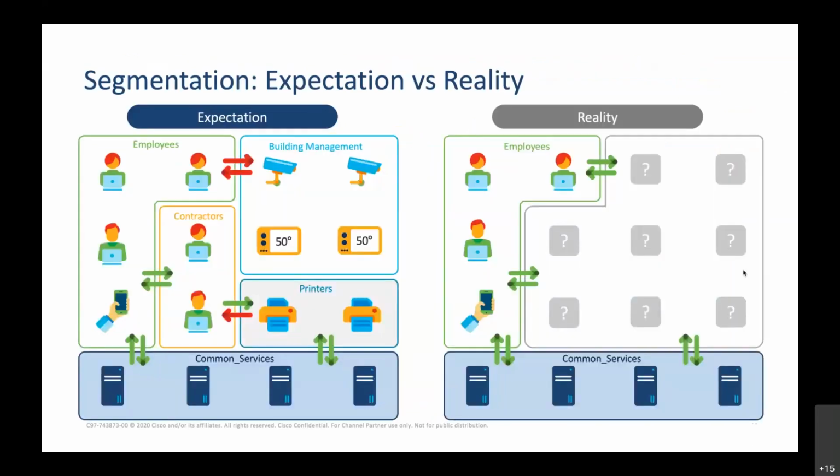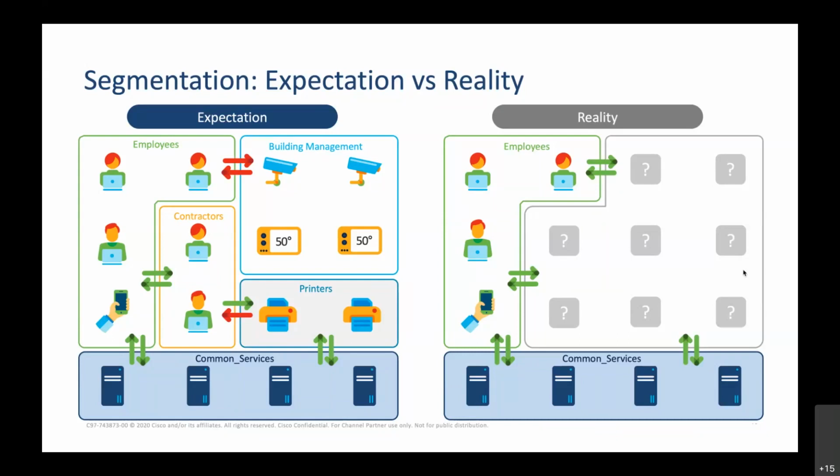So let's talk in more detail about segmentation and why it is important. If you look on the slide, the image on the left is typically what we find that customers envision for their network, right? So you want to be able to easily identify and profile all of the users and devices on your network, and then create segmentation and security policy around them. On the left, we can easily see that we have all of our employees, our building management devices, printers, common services, etc. We've identified them, we know where they are on the network, and we've created segmentation policy that allows only certain entities to communicate with one another.